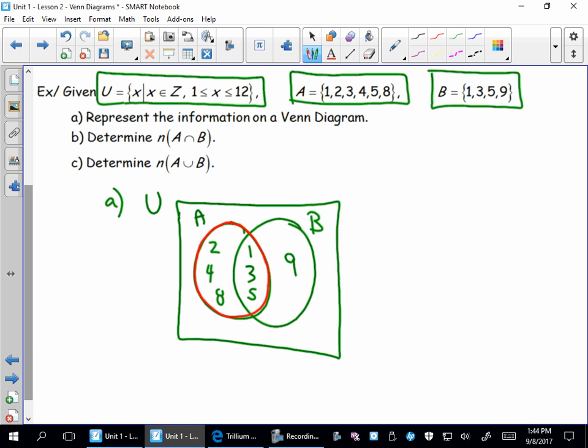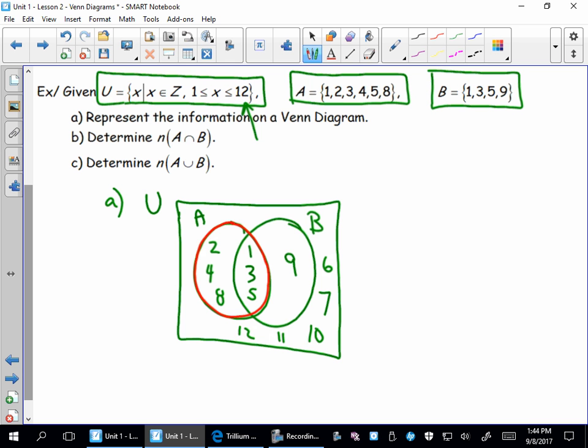Okay, but I'm not done yet because I have to figure out the universal set, make sure I've included everything. So I've got the numbers 1, 2, 3, 4, 5. What about 6? Well, 6 isn't in A or B, but it's part of my universal set, numbers 1 to 12. So I've got to put it out here somewhere. 6, same thing with 7. 8 and 9 are in A and B, but 10, 11, and 12 are not. Where you put them in the box doesn't make a difference, as long as they're in the box. They're part of that set.